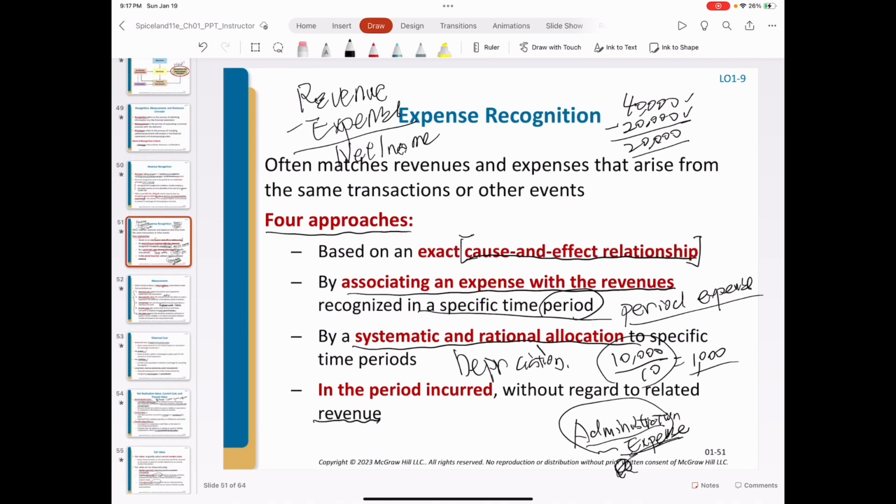The fourth approach is to recognize the expense in the period incurred without regard to the related revenue. For example, interest expense. Interest expense is incurred from debt, right? It has no relation with the revenue. So we record interest expense during the period when the revenue is recognized. If the company reports a quarterly income statement, it includes the revenue earned in that quarter, so we also recognize the interest expense incurred during that quarter.